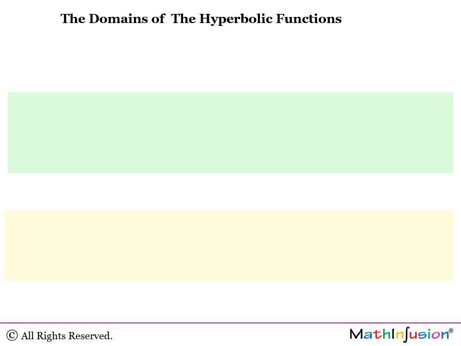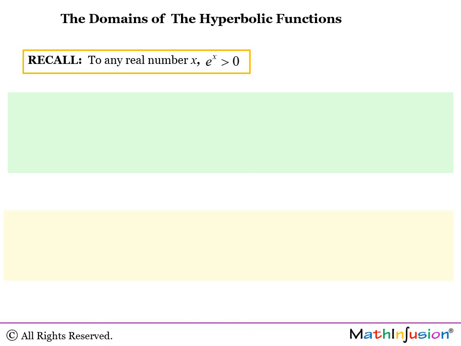The domains of the hyperbolic functions. I would like to recall that e to the power of x is always positive for any real number. It means that e to the x or e to the negative x is always strictly positive. From here, it's pretty obvious that e to the x plus e to the negative x is positive because we are adding up two positive numbers.